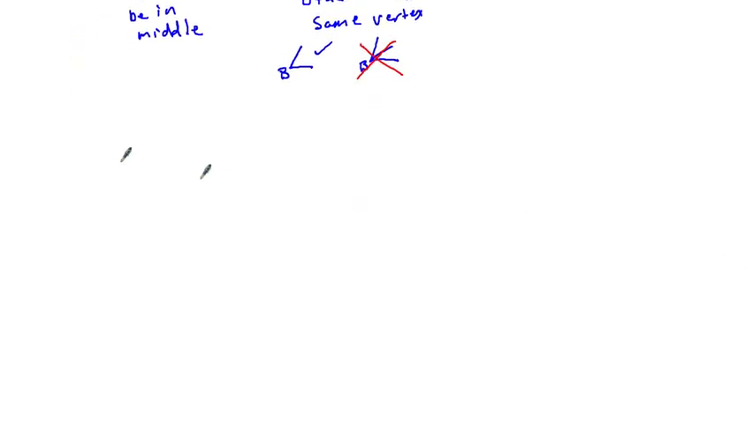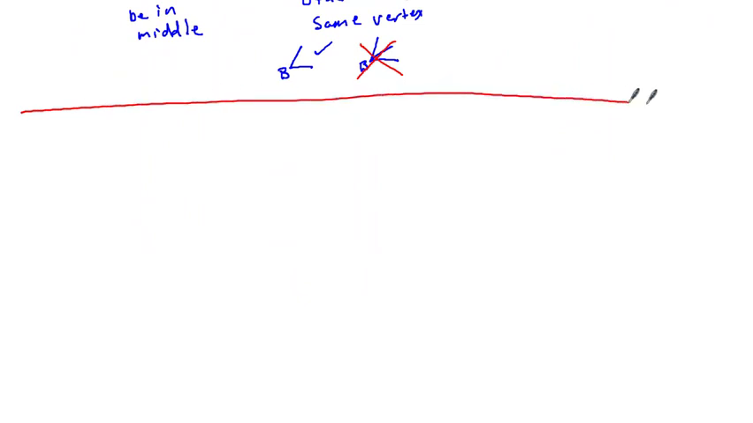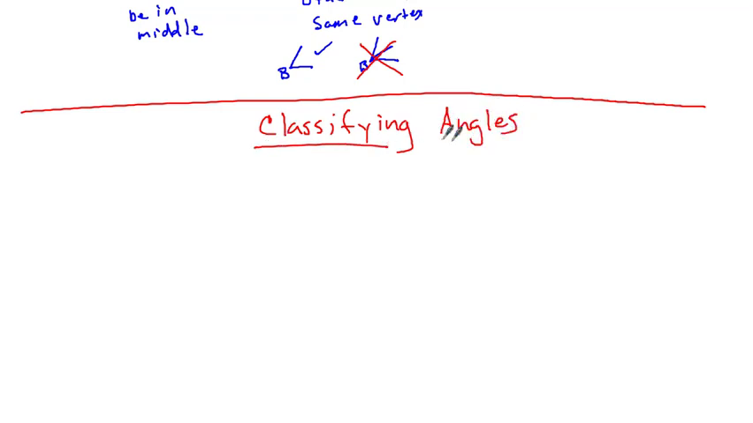3 ways to name an angle. Now, there are 4 types of angles, and we're going to classify those 4 types. So if you see something that says anything about classifying angles, it means to say whether they are right, acute, obtuse, or straight.